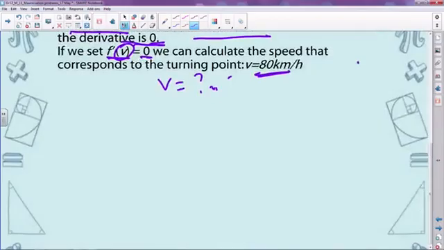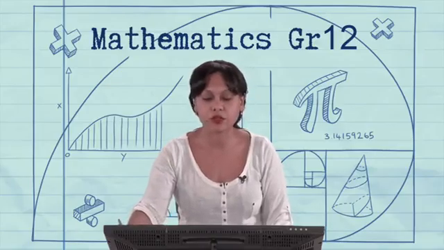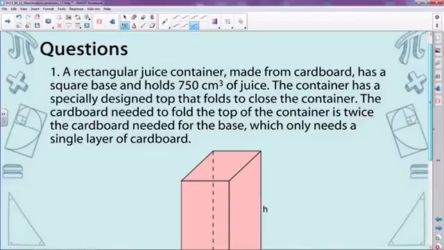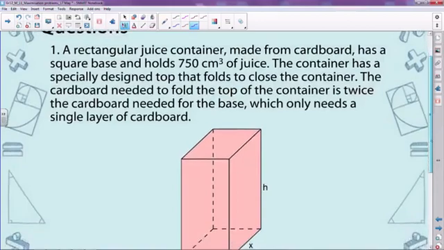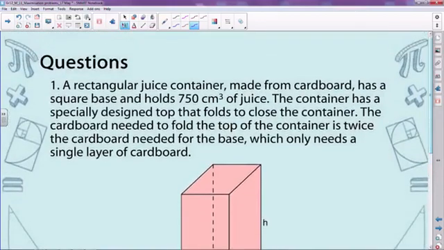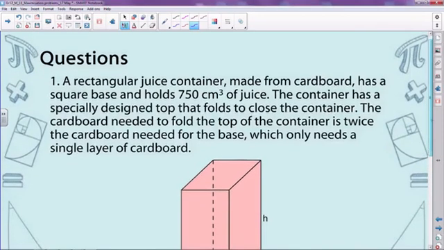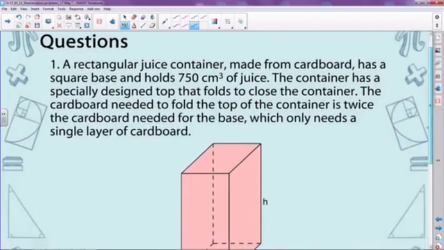And we're going to then move on into our first question for today, where we're also now going to look at optimizing or minimizing a certain variable that we've been given. So here you'll see that you were given a container. It's made from cardboard, and you're asked a few questions on this. I'm not going to waste time reading the whole thing for you. I'll do that after I've given you some time to look at it.